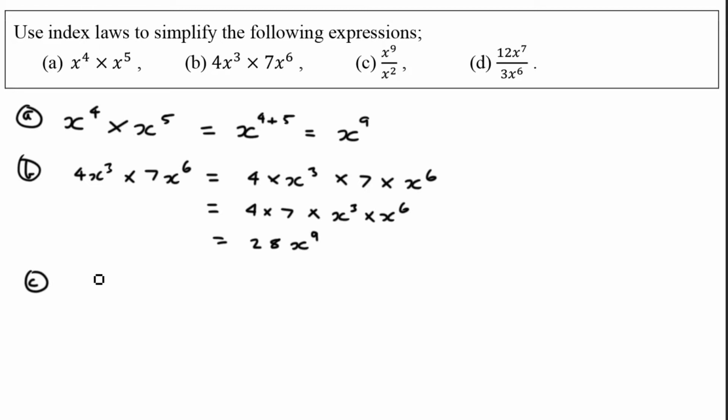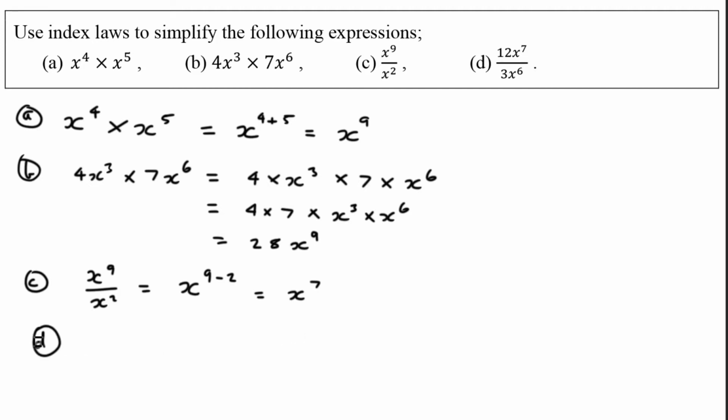In part C, we have x to the 9 divided by x squared. So our rules of indices tell us that this will be x to the 9 subtract 2. This comes to x to the 7.